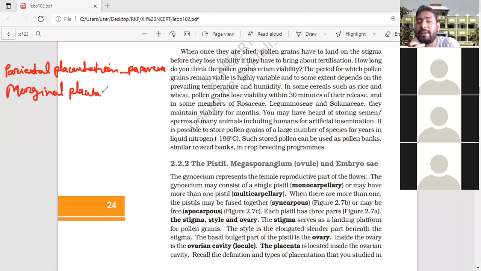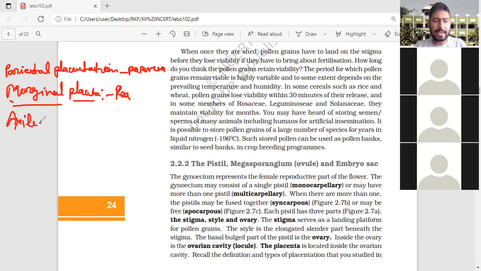Fabaceae. Correct. Fabaceae, or you can say Papilionaceae. Papilionaceae or Fabaceae generally represents which type of placentation? Marginal placentation. Example is the pea, Pisum sativum. Pea, where the marginal placentation is found. Exile placentation.